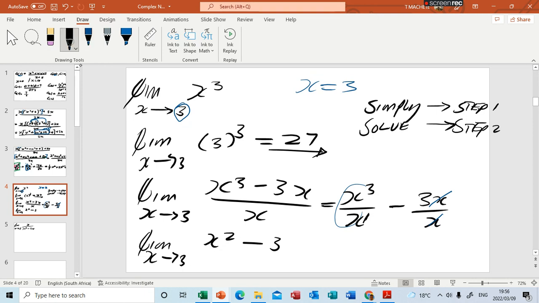So now you're going to substitute 3 where there's x. Then you're going to say equals 3 squared minus 3. Then your answer will be 9 minus 3, which is 6. That's your final answer. Any question?